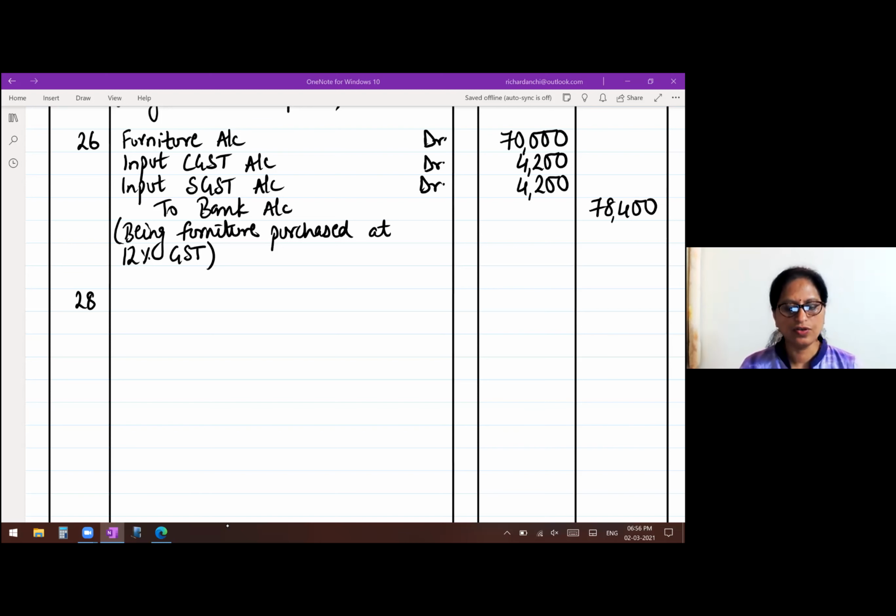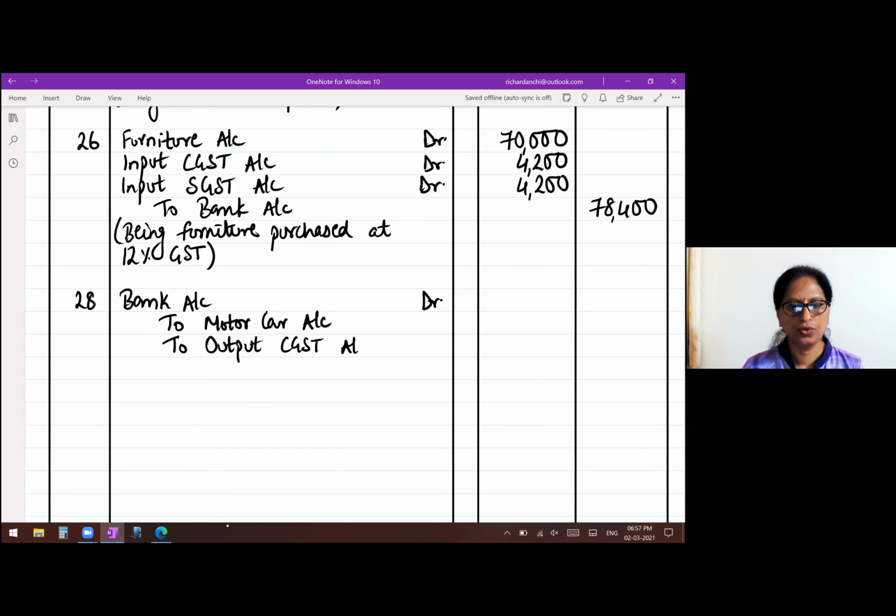So you write the entry first, write bank account debit to motor car account. Now GST is there, but it is going out. So to output CGST account, to output SGST account. So remember that for purchases you write input and for sales you will write output.